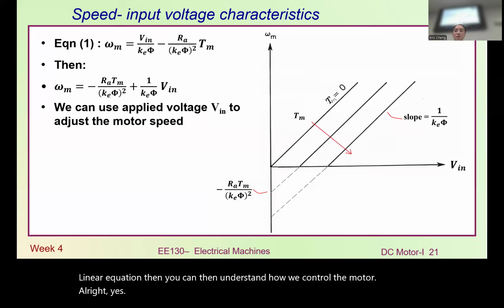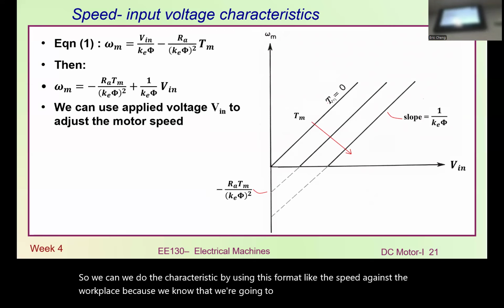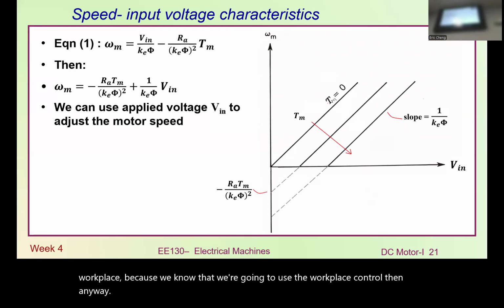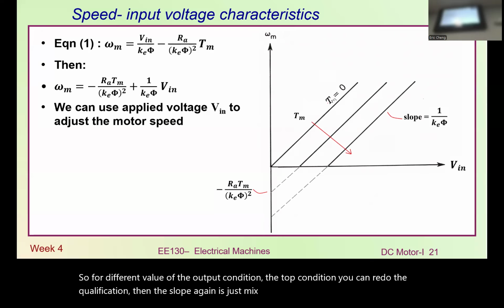That's a note of the operation, manipulation of the characteristic. So we can redo the characteristic by using this format, like the speed against the voltage, because we know that we're going to use the voltage control anyway. So for different values of the output torque condition, we can redo the characteristic to become like this. Then the slope again, we just use 1 over K5.